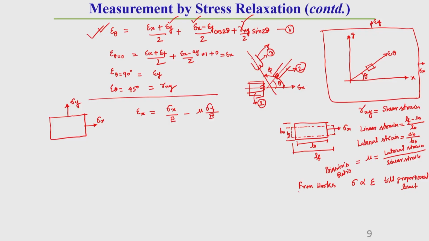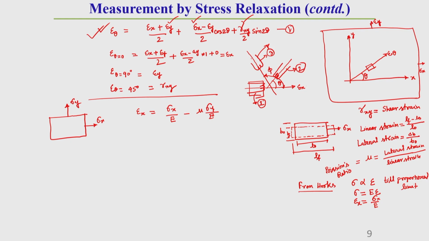So, from Hooke's law we know stress is proportional to strain. So we can write sigma equal to E into epsilon, correct. From here we can easily find epsilon equal to sigma by E. Now, if there is a stress sigma x, then the strain will be epsilon x. If it is sigma y, then that will be epsilon y.